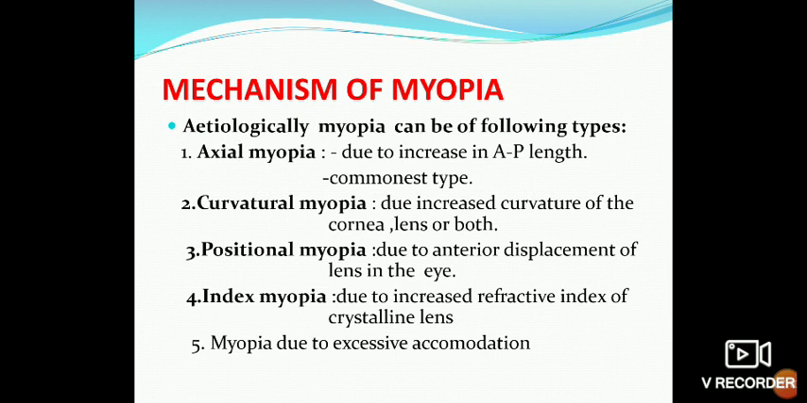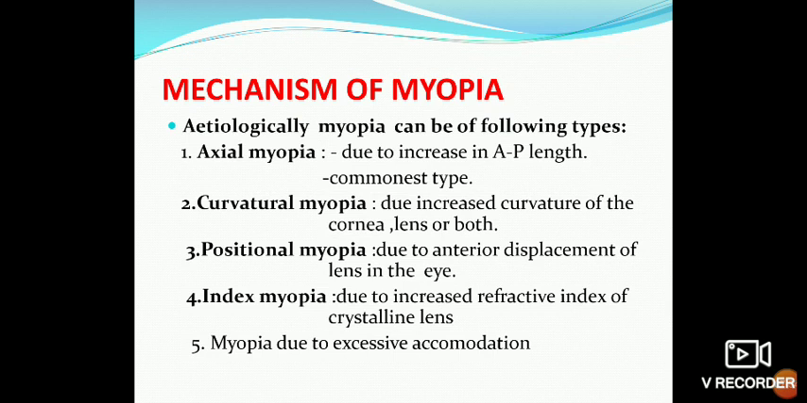Next is index myopia. This is due to increased refractive index of the crystalline lens. When this occurs, as age advances in old age individuals, there is sclerosis of the lens, and because of this sclerosis, the refractive index of the lens increases. As the refractive index increases, the total power of the lens increases, and because of this, the total converging power of the eye will increase, and there will be excessive convergence of incoming light rays. So automatically they will be focused in front of the retina, and there will be myopia.